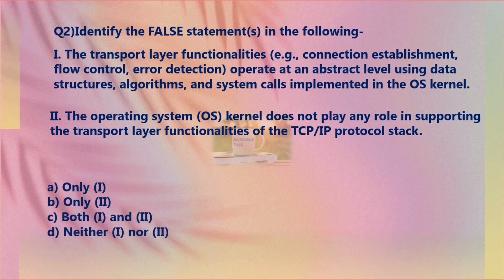So we know that the transport layer relies on data structures to manage the connections, and algorithms like sliding window for flow control, checksum for error detection, etc. And to ensure reliable communication, it uses system calls to interact with the OS kernel, which implements these functionalities abstractly for the application to use. So, between these two statements, we need to identify the false one. Statement 2 is the false one.